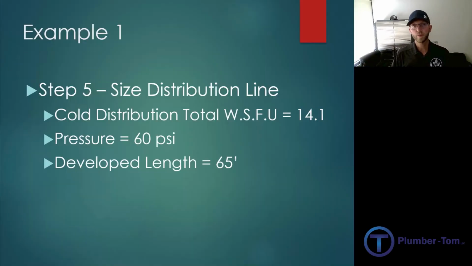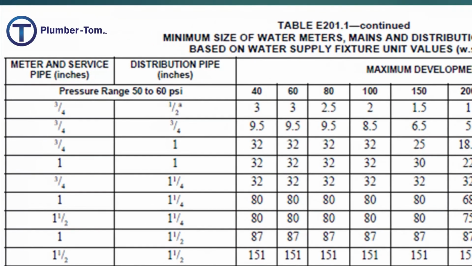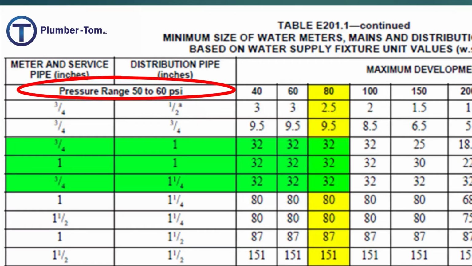Now let's look at our distribution pipe for just the cold. Let's say we've branched off for the water heater. Now we have cold distribution total of 14.1 water supply fixture units. We have a pressure of 60 and the same developed length of 65. If I follow that, I'm staying on this table, 50 to 60 psi. I come across, my developed length is the same. I'll use the 80 column. And I had 14.1. Once again, it's more than 2.5, it's more than 9.5. I'm going to be into this range of 32 water supply fixture units.